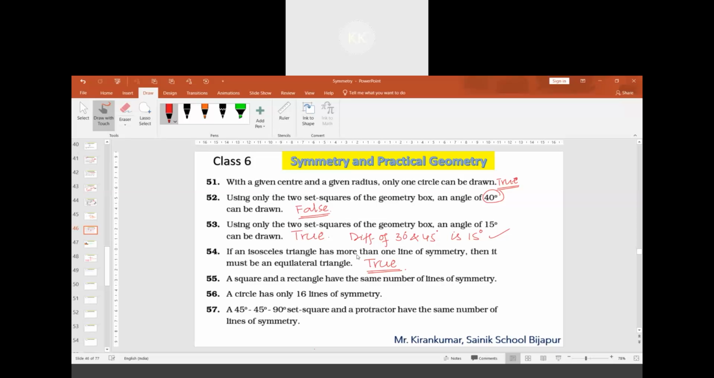Statement number 55: A square and a rectangle have the same number of lines of symmetry. This is a false statement. In a rectangle there will be two lines of symmetry, and in a square there will be four. So this statement is false. The 55th one is false.